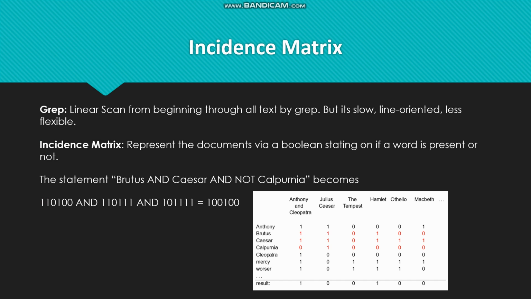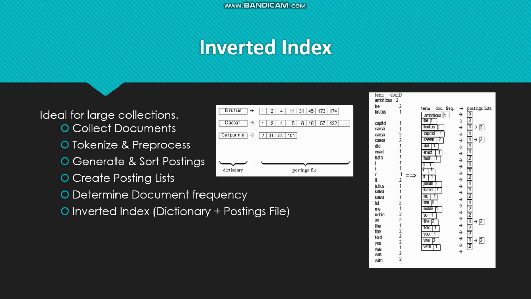Going to the incidence matrix, there is a linear scan from beginning through all text by grep, but it is slow, line oriented, and less flexible. Incidence matrices represent the document by a Boolean stating whether a word is present or not. Let's go to the inverted index.